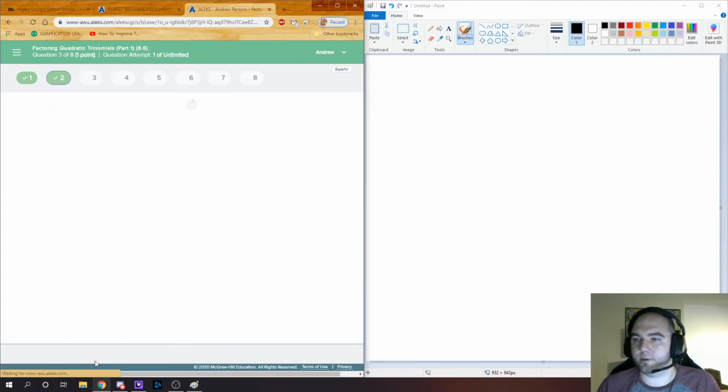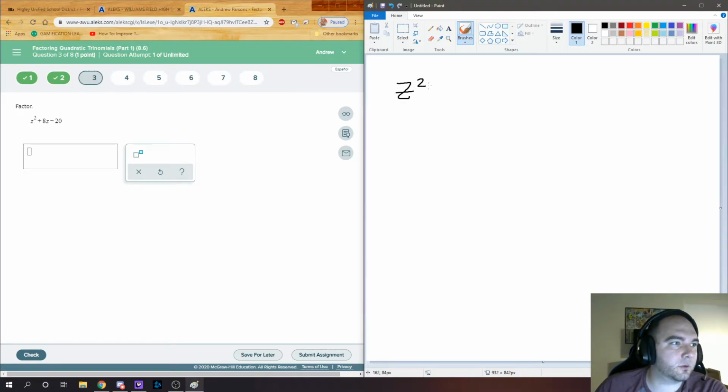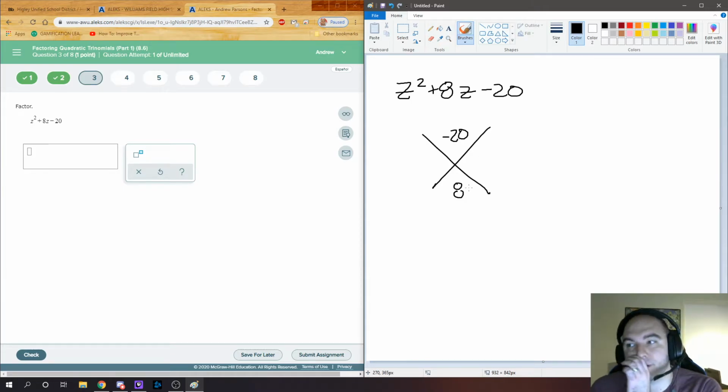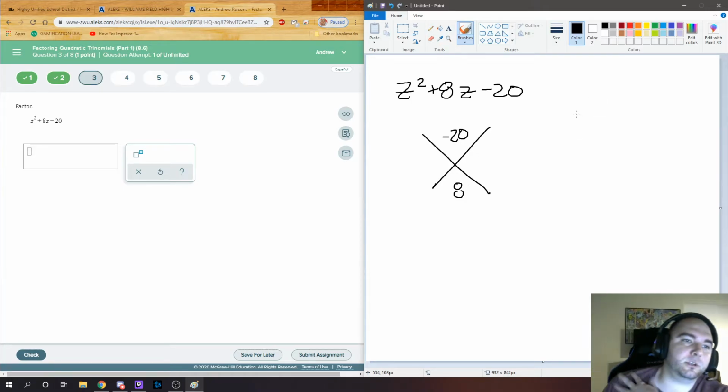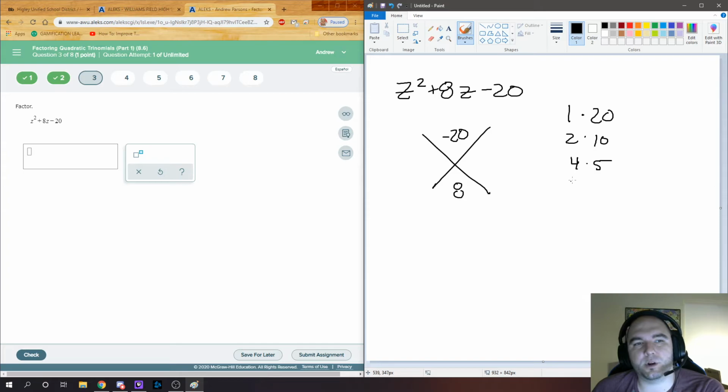All right, now for another one. z squared plus 8z minus 20. Minus 20, positive 8. Now this one could be tricky. You might have to go through it, and my advice to you is if you're not sure about what could work, make a list. 1 times 20 makes 20, 2 times 10 makes 20, 4 times 5 makes 20, and that's it. If you were to go on, you would say 5 times 4 and 10 times 2, and it'd be the same combinations anyways.